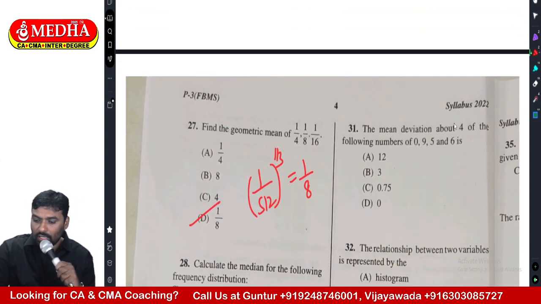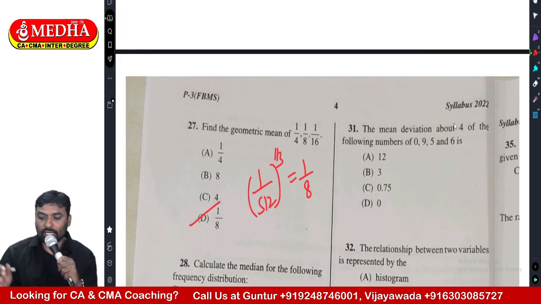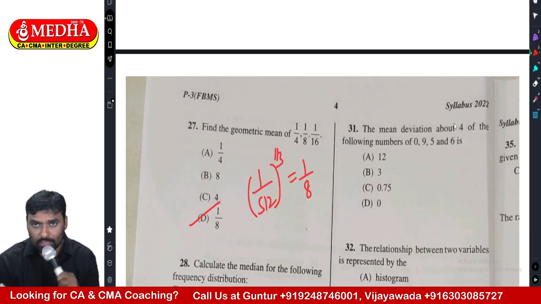Next one, the mean deviation about 4 of the following numbers. The numbers given are 0, 9, 5 and 6, and the mean deviation about the value 4 is asked. So how to calculate mean deviation, sir?